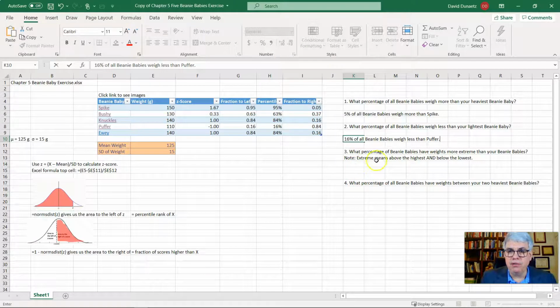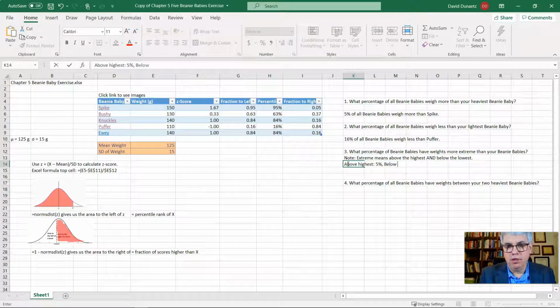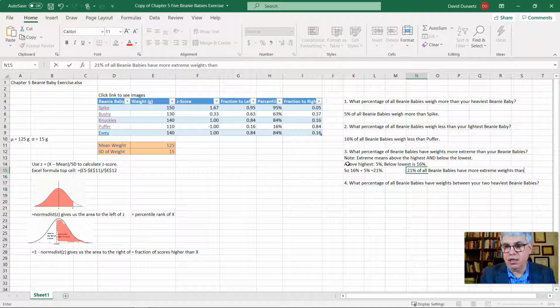Then our next question is, what percentage of Beanie Babies have weights more extreme than your Beanie Babies? Now, extreme means above the highest and below the lowest. So we can say above highest is 5%. Below lowest is 16%. Those are the two questions we just answered. So 16% plus 5% equals 21%. So our answer is going to be 21% of all Beanie Babies have more extreme weights than ours.